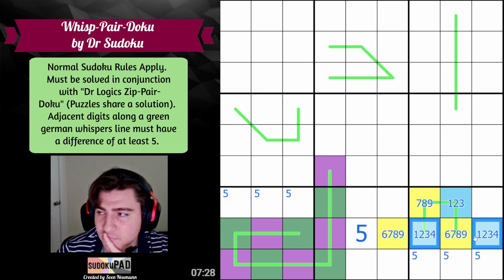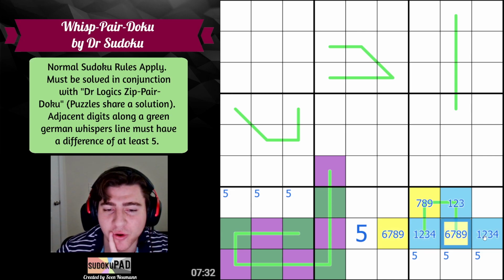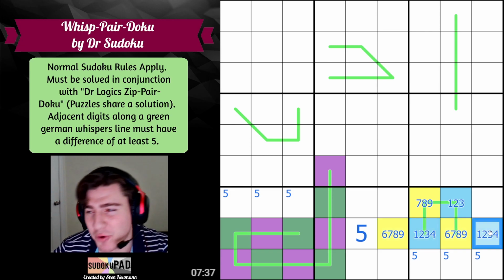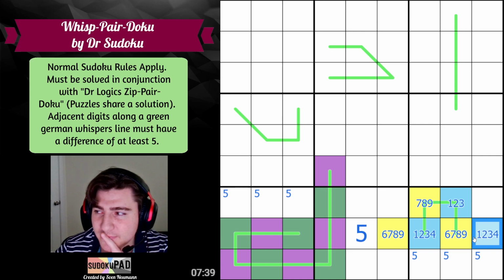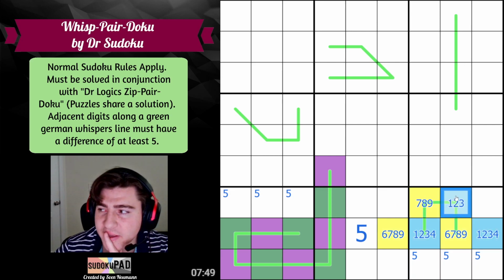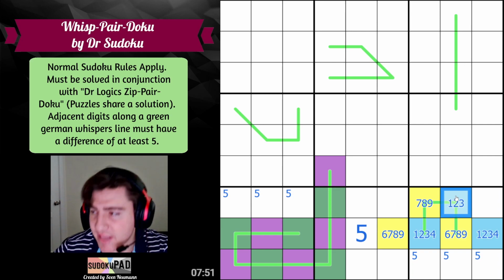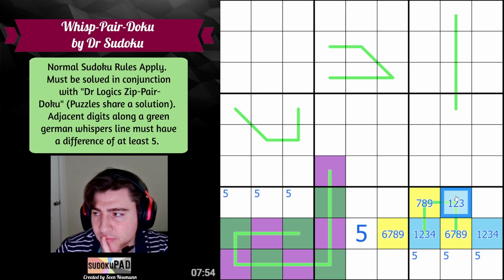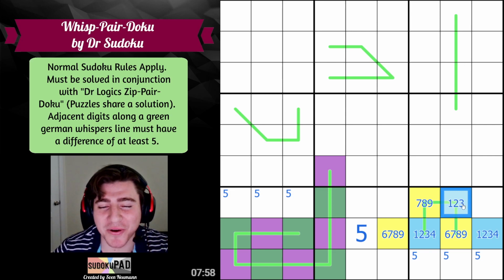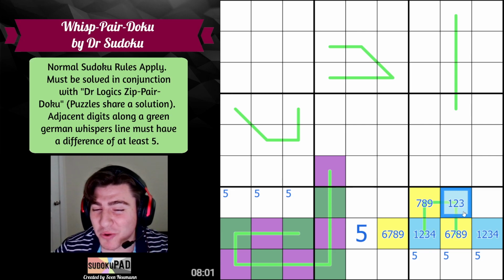It's like a checkerboard pattern across the row. It's 6, 7, 8, 9, 1, 2, 3, 4. Okay, so in box nine, cell two, did you have that also as 1, 2, 3, 4? Yes, it is. Okay, so I misunderstood what you just said. Okay. So 2, 4, and 6 are 1, 2, 3, 4.